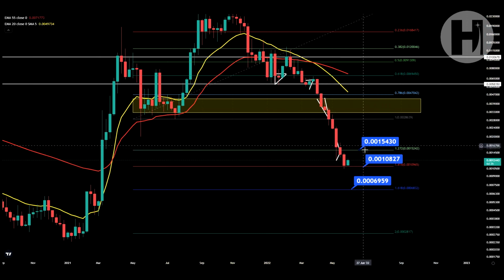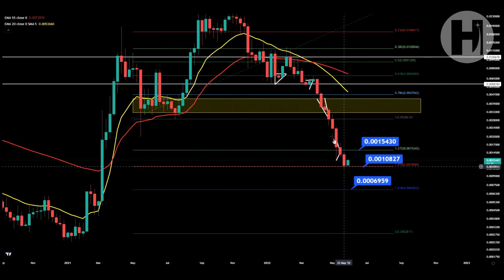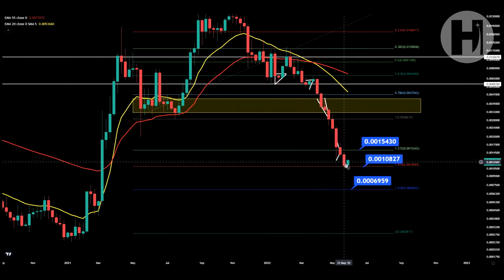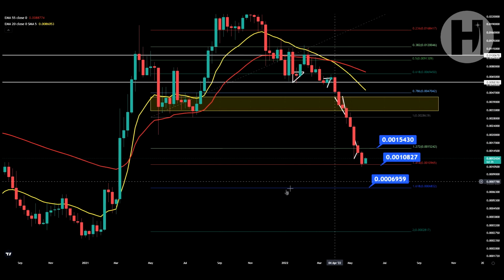Obviously, we could go a little bit higher here, but you can see that we are in a nasty downtrend. We had 1, 2, 3, 4, 5, 6, 7, 8 red candles for Multivac. It's obvious that we're going to see some sort of a relief rally, because you can't go down forever, the same way you can't go up forever.